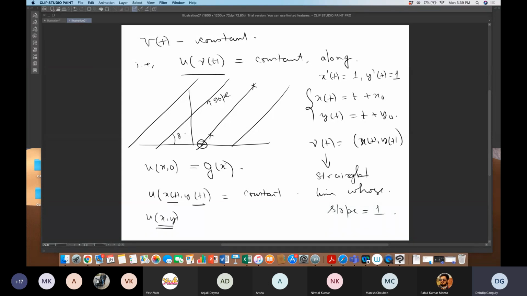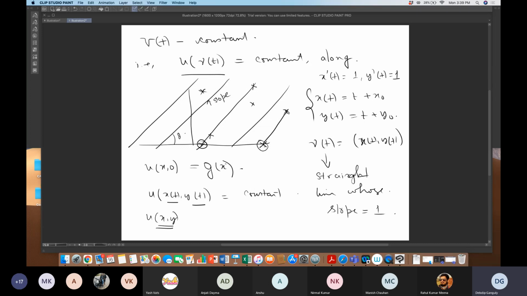This gives you only along this line. So now you have to find any arbitrary point x, y in your domain. What you have to do? You take any point x, y. You just drop a straight line whose slope is 1 and hit the x-axis. And now try to take the information from here.